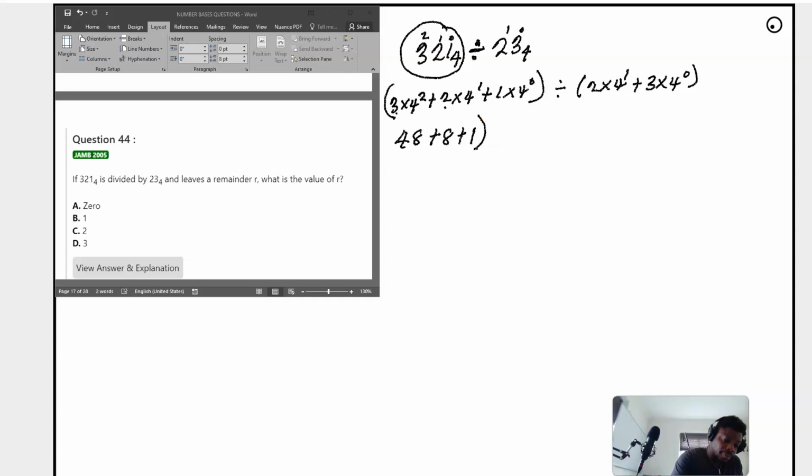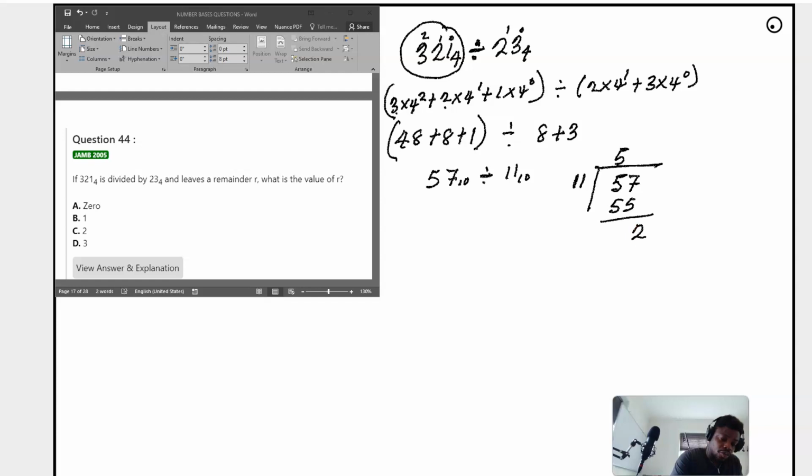Okay? So this one here is 8 plus 3. So this is 57 base 10 divided by 11 base 10. Let's divide this. You already know how this works, okay? 11. How many 11 can you get here? That is 5, which is 55. Remainder 2. So the remainder is going to be 2, which is option C.